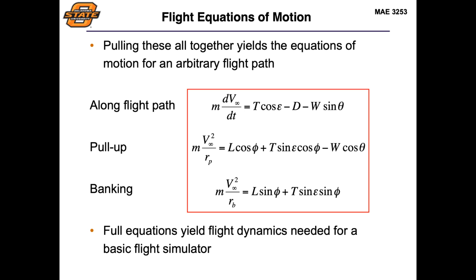So now we have equations acting along the flight path, equations acting along that flight path but within the vertical direction, so our pull-up and pull-down maneuvers, and then equations of motion for a banking turn of the aircraft. And this is simple enough for you to be able to generate a very basic flight simulator. You won't be able to do things such as predict whether your aircraft is going to spin or not, but it's going to be enough that you can do some very basic performance analysis of your aircraft along any given arbitrary flight path.